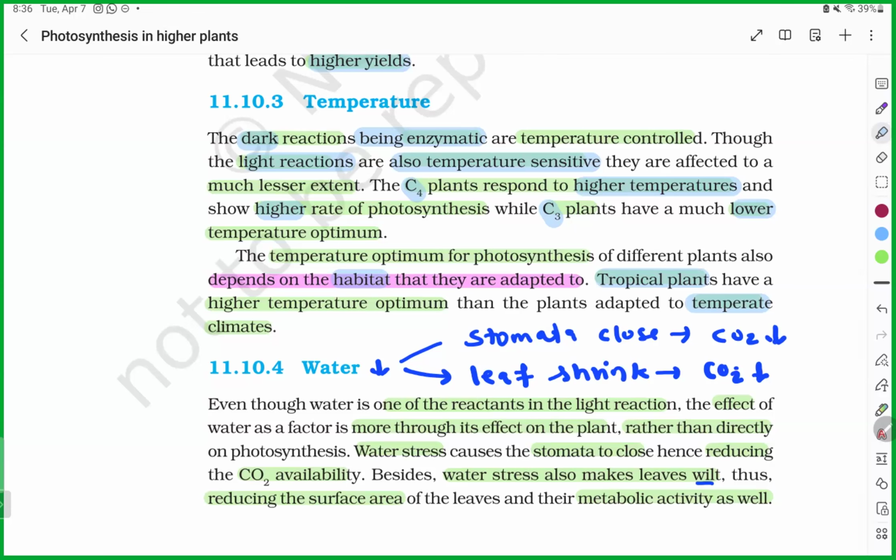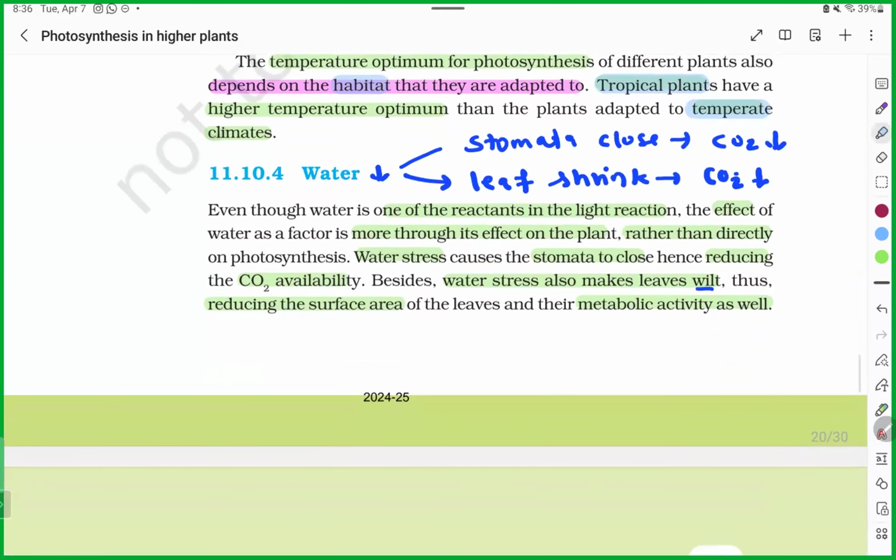Last, from where we got the question: water. See, this statement: even though water is one of the reactants of the light reaction, the effect of water as a factor is more through its effect on the plant rather than directly. तो water is affecting plant in general. Plant को in general affect करेगा, photosynthesis को directly affect नहीं करेगा.